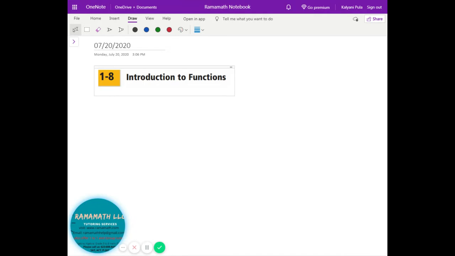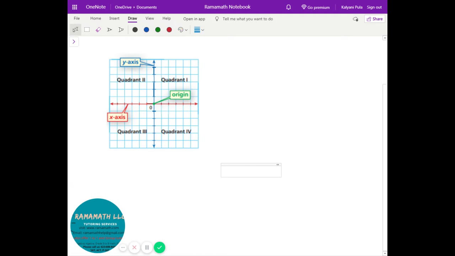All right, so today's lesson is Introduction to Functions. This concept is really important as you move on. If you look at quadrant 1, quadrant 2, 3, and 4, we divided the coordinate plane into 4 quadrants.